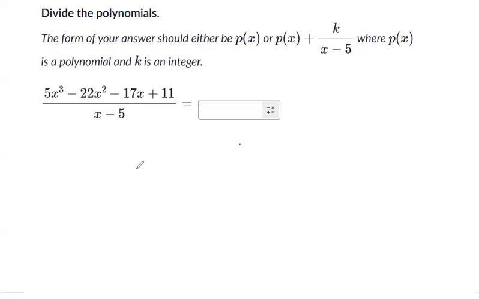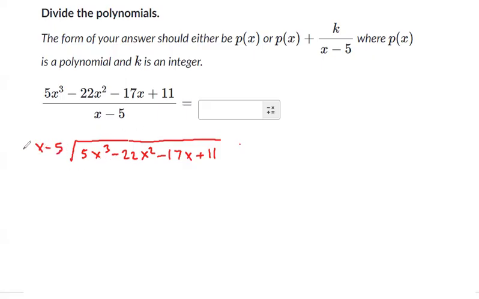Okay, let's try this now, same as before. We are going to start by writing this expression: 5x cubed minus 22x squared, and then minus 17x plus 11. And then we are going to take this and divide by x minus 5. The box looks like a radical, but it's just a box that separates those.